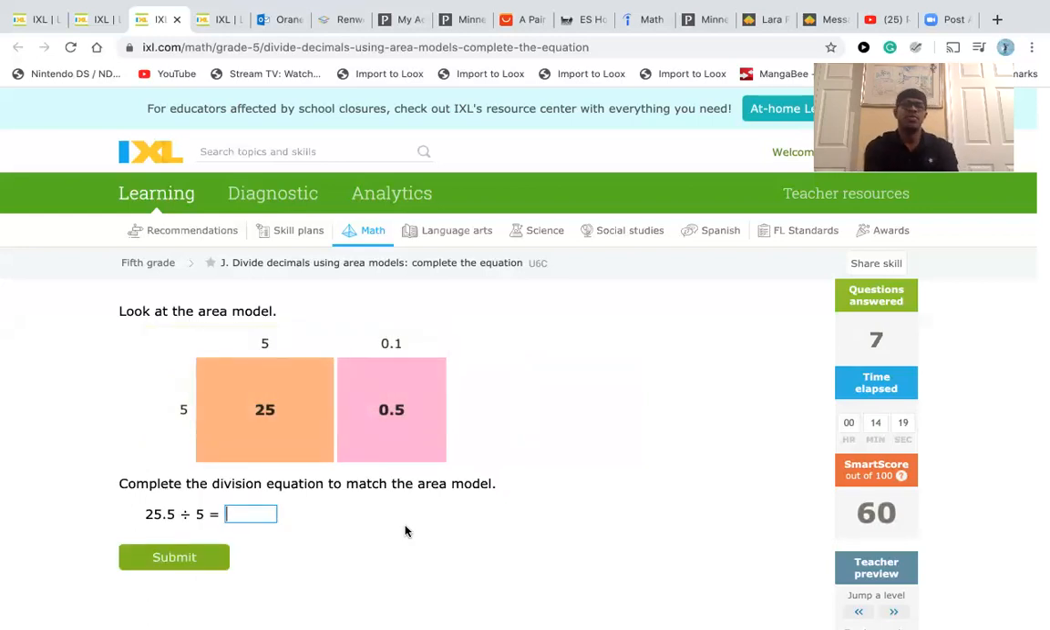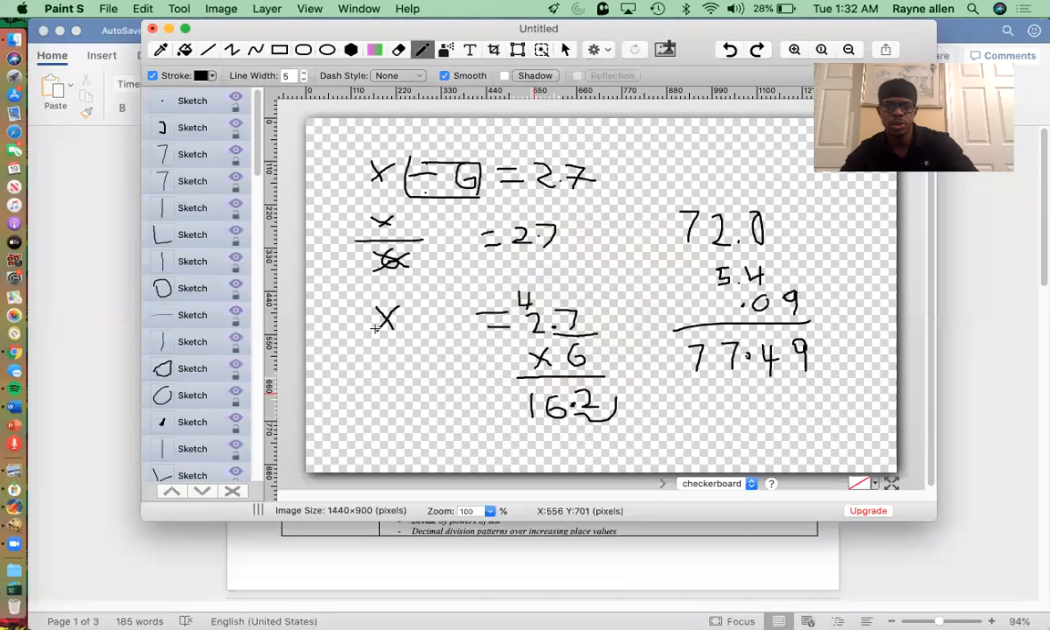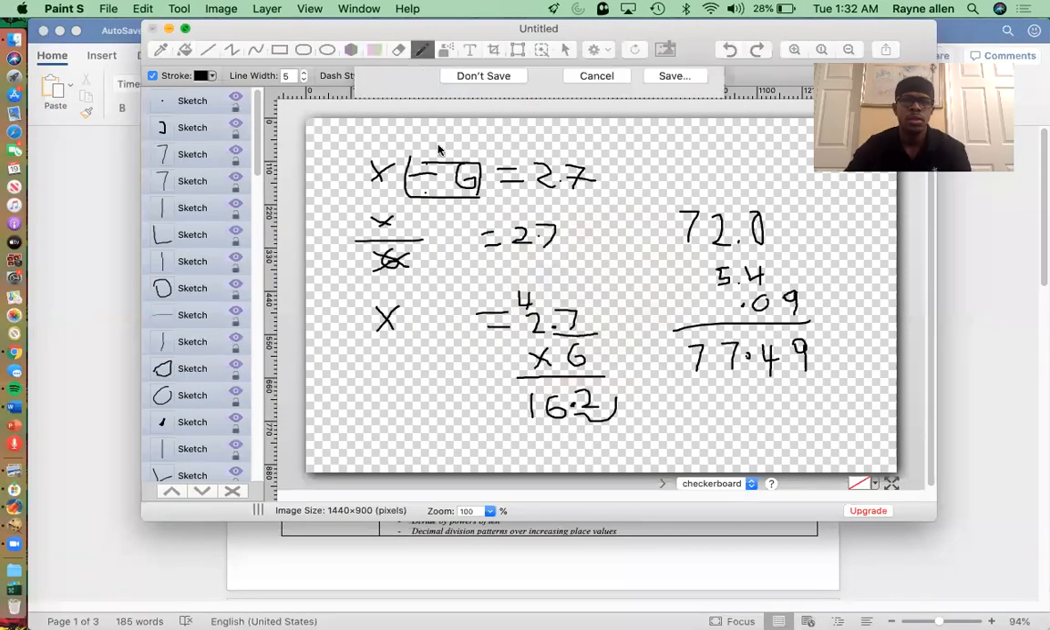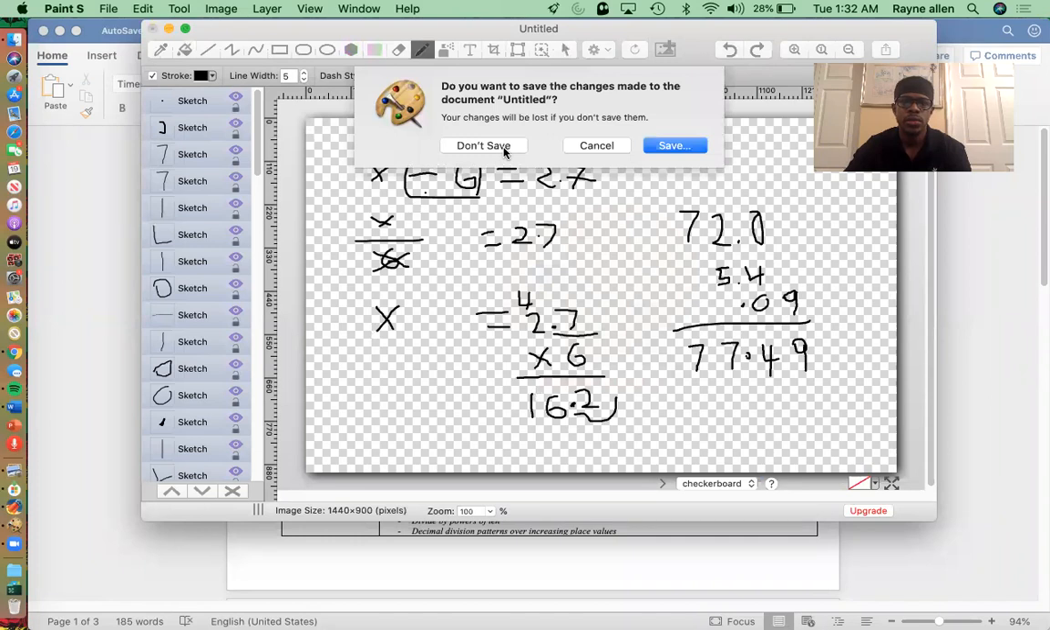25.5 divided by 5 is equal to blank, x. So we know that something times 5 is equal to 25.5. So something multiplied by 5 is equal to 25.5. So looking at this model, you should have an answer, but we can just break it up. Let's do it here.